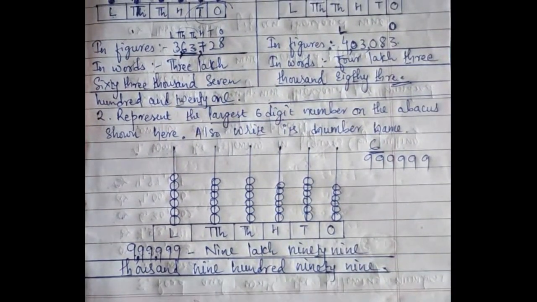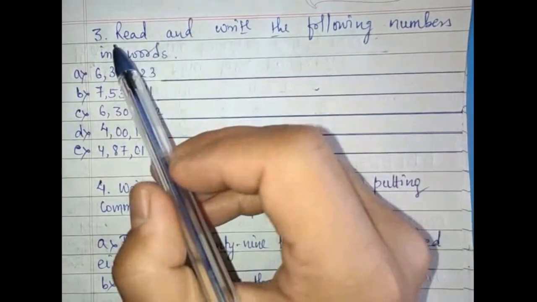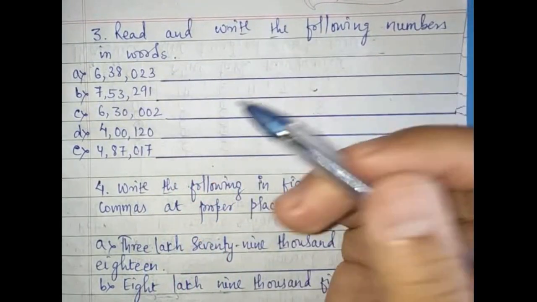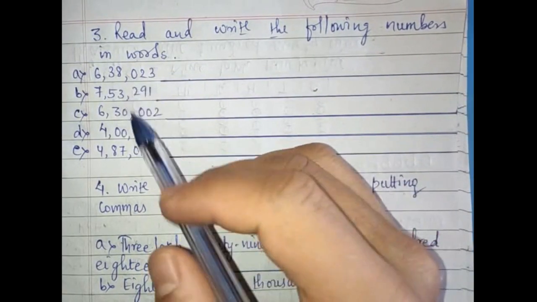I hope you understood this. It is the easiest one, right? So let us move on to the next question. Here we have the next question, question number 3. Read and write the following numbers in words. It is similar to the previous one. You have to write this in words.